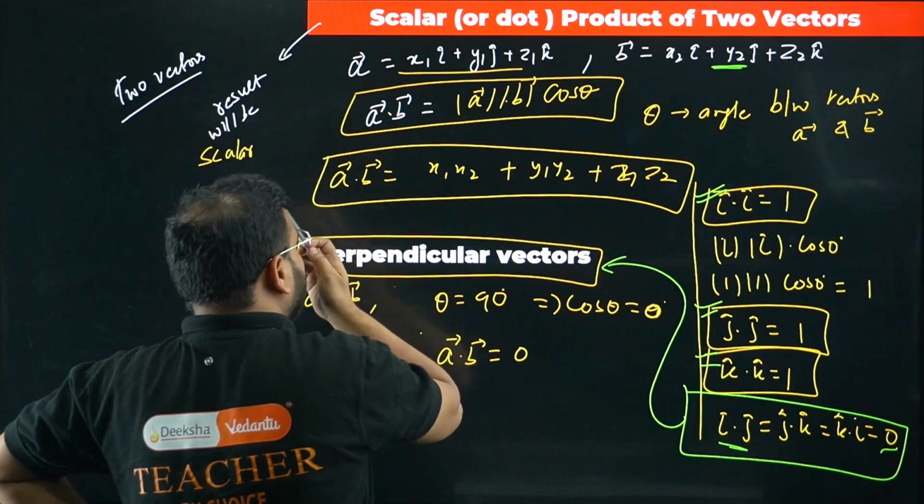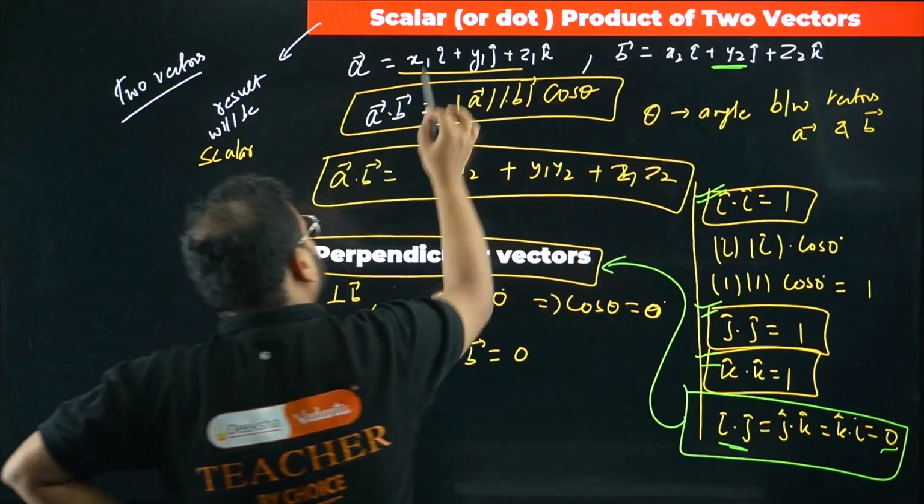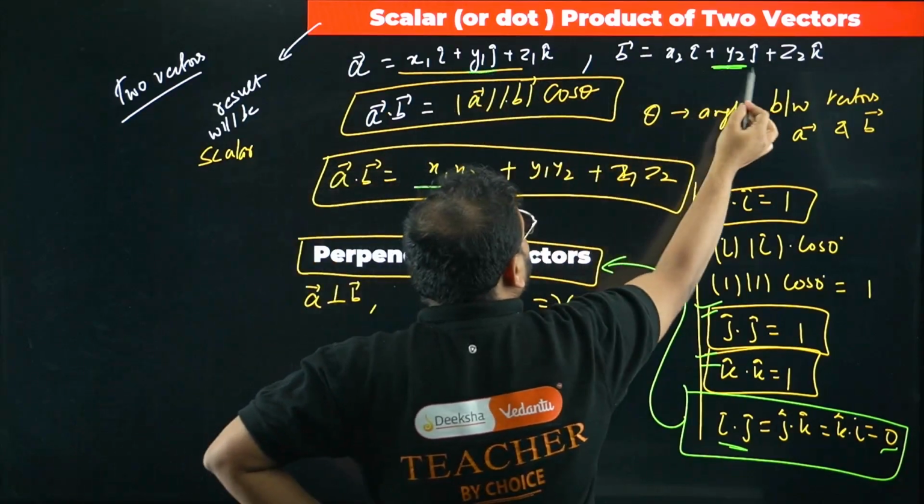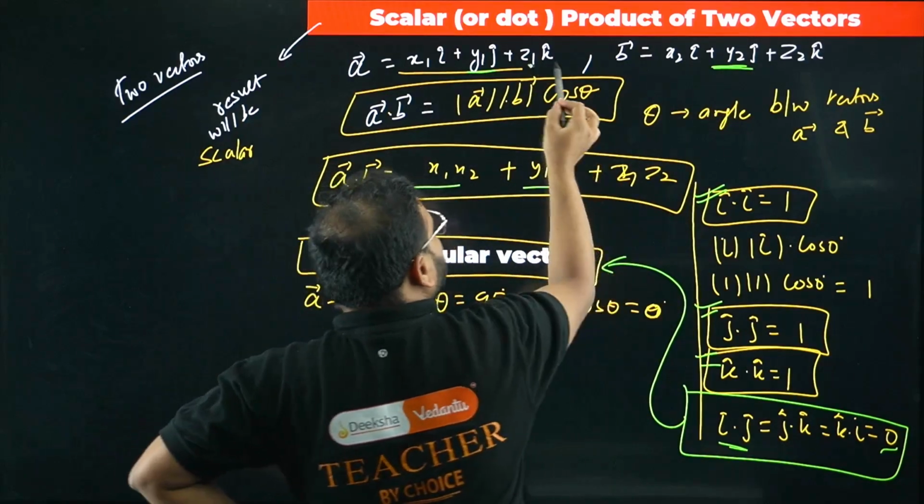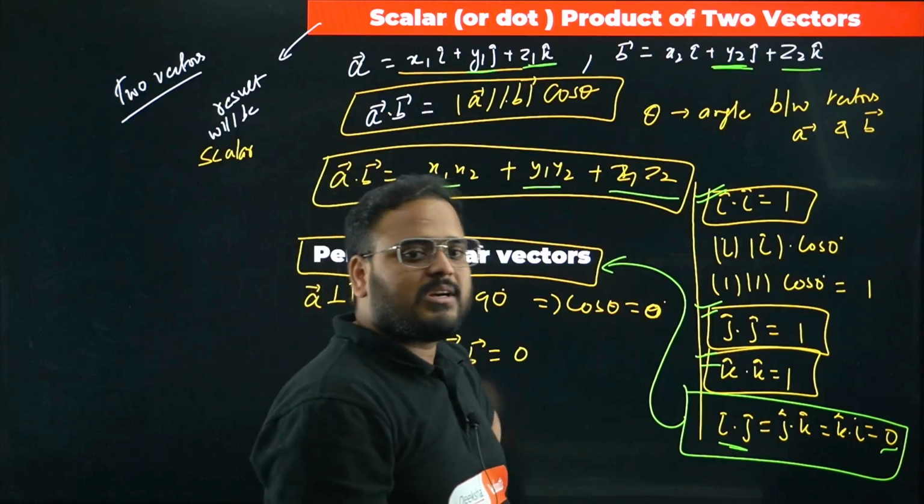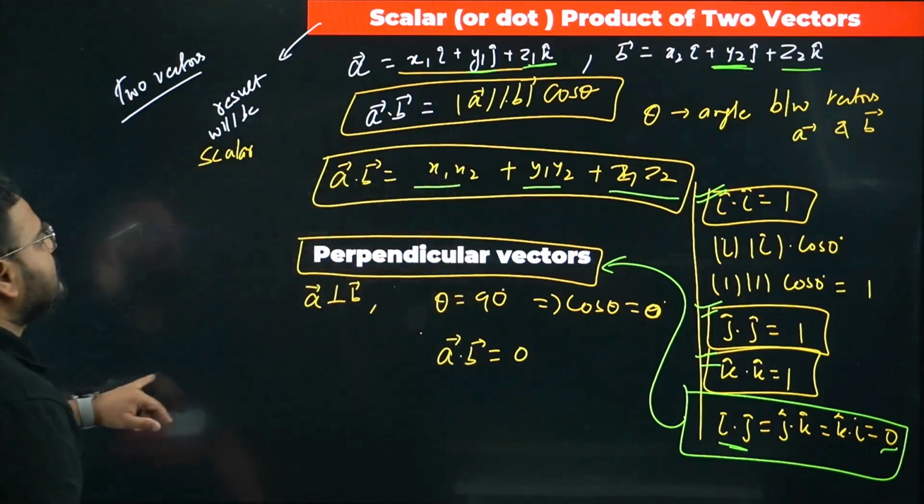I multiply only i with i, so I get x1 x2. j with j, I get y1 y2. k with k, I get z1 z2. I hope this is clear. Okay, let's move on now.